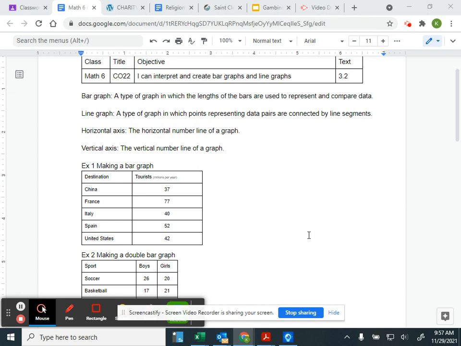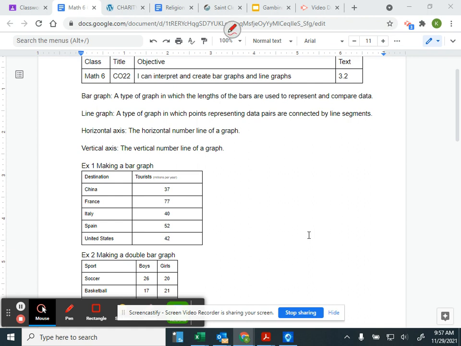A bar graph is a type of graph in which the lengths of the bars are used to represent and compare data, whereas a line graph is a type of graph in which points representing data pairs are connected by line segments. So it's using the same data, but making it look different with the type of graph that we're using.